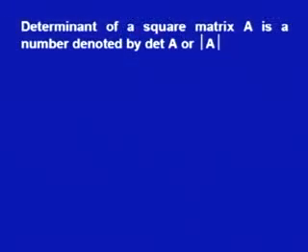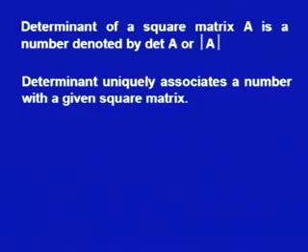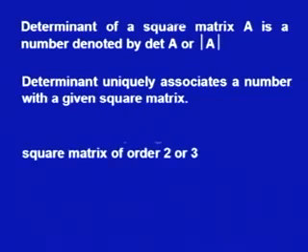I will be continuing with the determinants. As a recap to my last lecture, we define the determinants first. Determinant of a square matrix A is a number denoted by determinant A. Actually, we associate a number with a given matrix, especially a square matrix. Then we say that determinant uniquely associates a number with a square matrix.